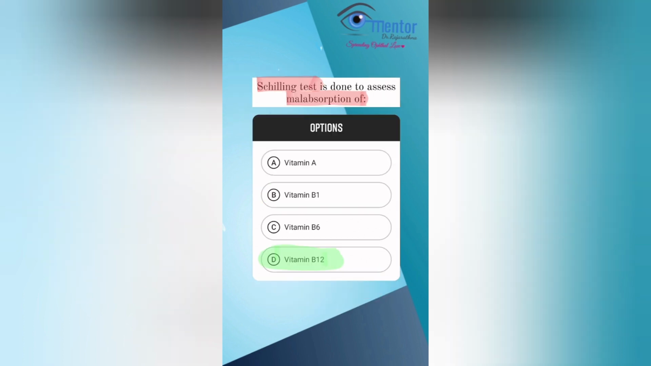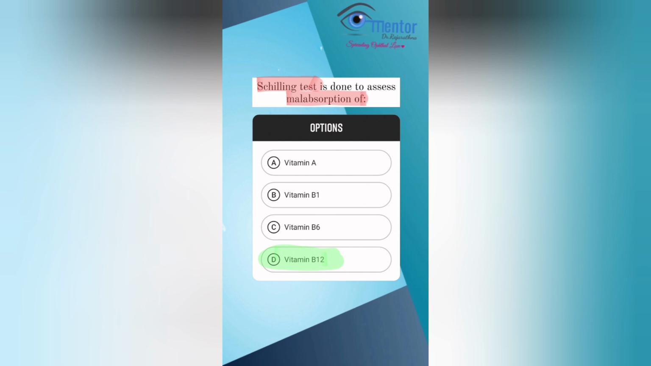Question number 2 about Schilling's test. It is for assessing vitamin B12 absorption or malabsorption. So how is it done? Quickly. There is a radiolabeled cobalamin which is given orally, and 1 hour later intramuscular B12 is also given, and then we do a 24-hour urine collection. So when is it considered abnormal? When less than 10% of the administered vitamin B12 is excreted, it is considered abnormal.